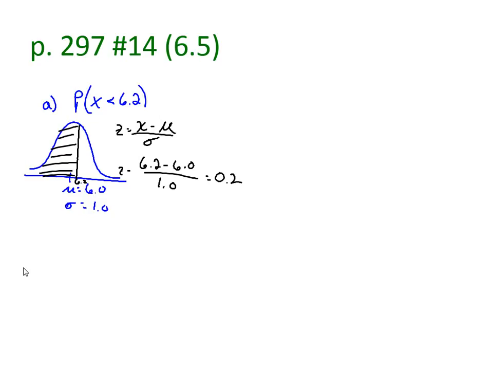Now what? Okay, look on your chart. This is your z-score, so you're reading across the side and top. Will I subtract it from 1, or will I just use the number that's there? Okay, just use the number that's there because it's already telling me the area to the left. And what are you getting?